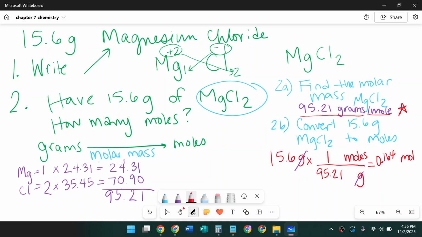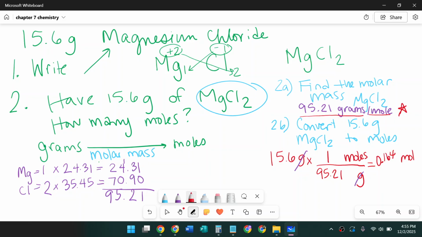Now, if you don't know why I kept that many digits, we'll talk about that later, or you can go back to the significant digits unit. The important thing today is how do we get from grams to moles? We're going to focus on just that today. From grams to moles or moles to grams, we use the molar mass.